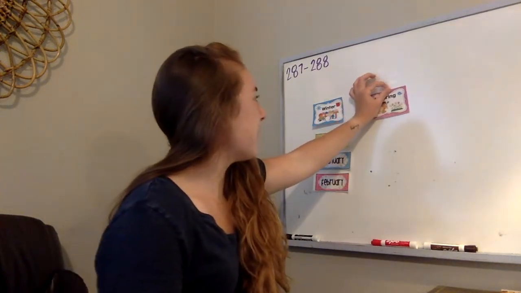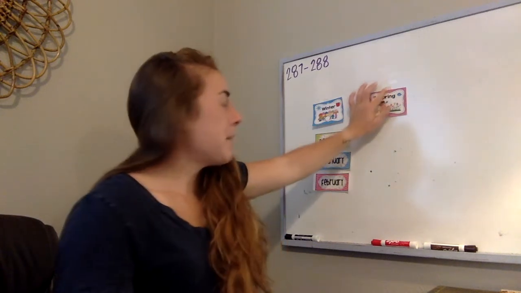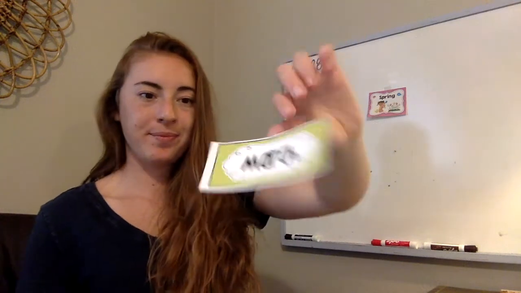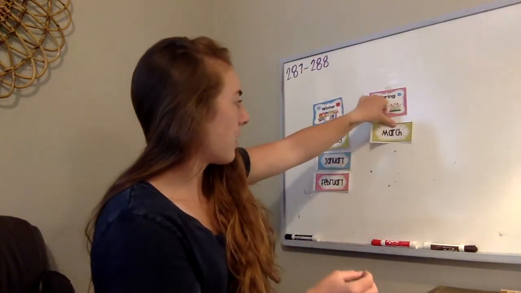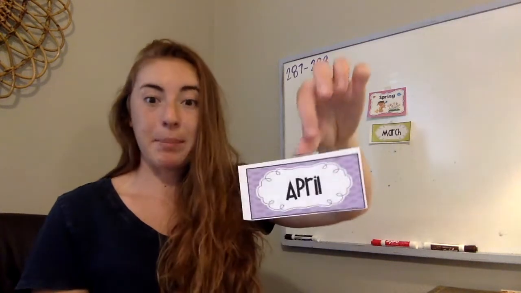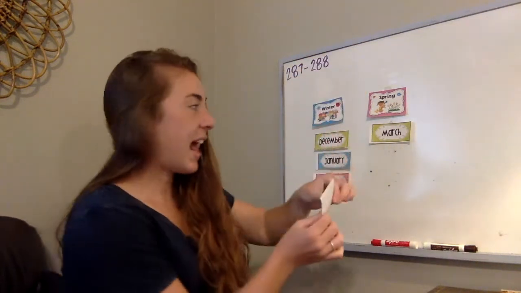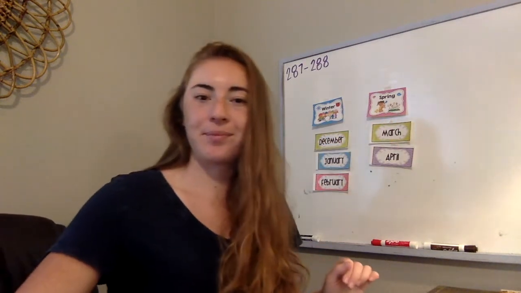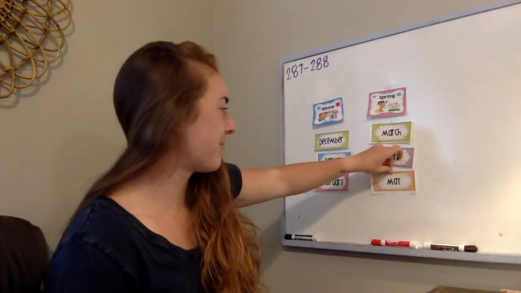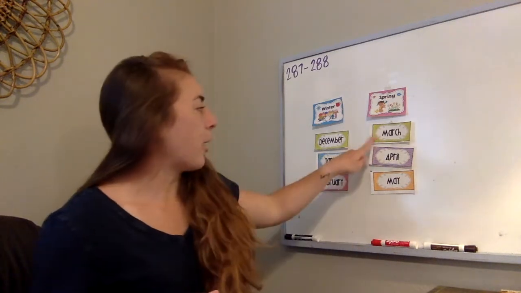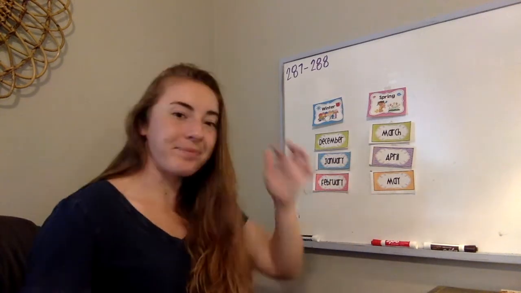So spring. And the 3 months of spring are March. This is the first month of spring. Then April. And then the month that we are in now. What are we in right now? May. Good job. We're in May. So the 3 months of spring are March, April, May.